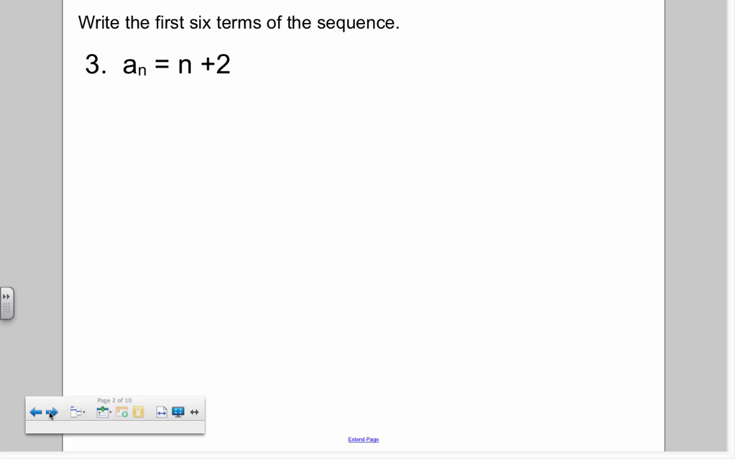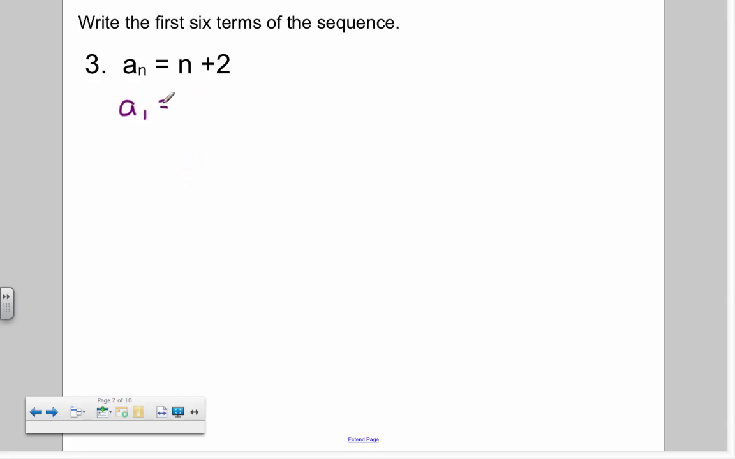Well, a sequence is just an ordered list of numbers. Okay, and we're given a rule for the sequence. So A sub n stands for the position of the sequence, and n, the position number, plus 2 is going to be our rule. So if we want to find the very first term in the sequence, we have to find the first position, which would be A sub 1.